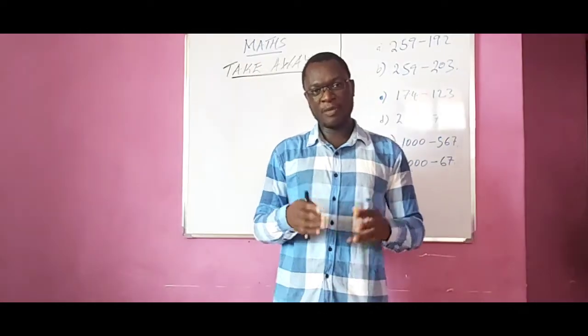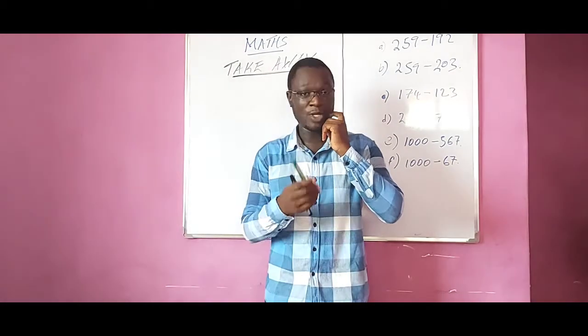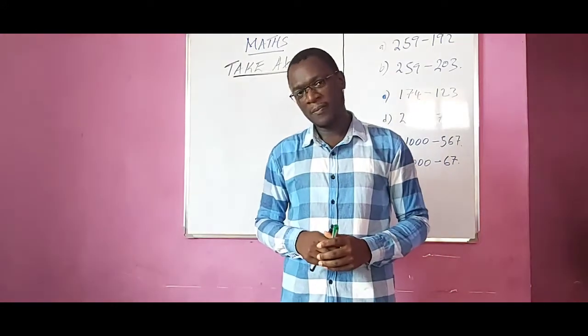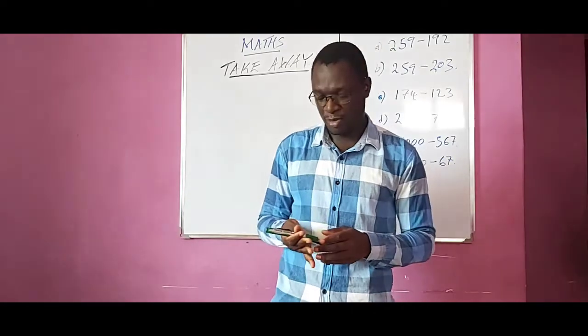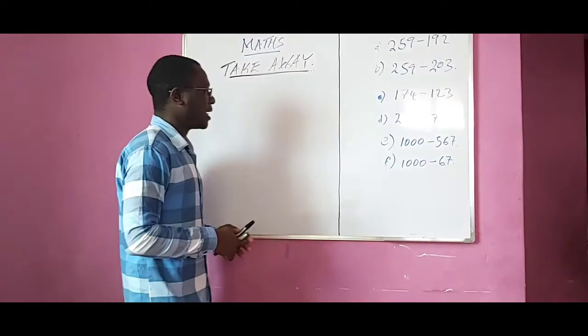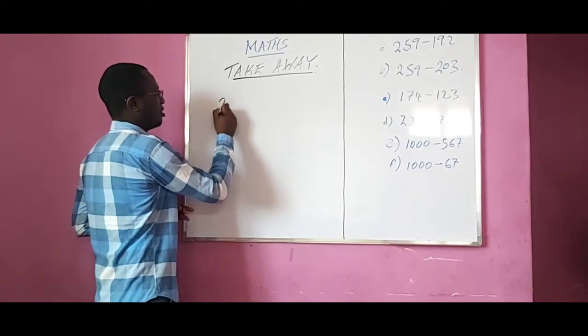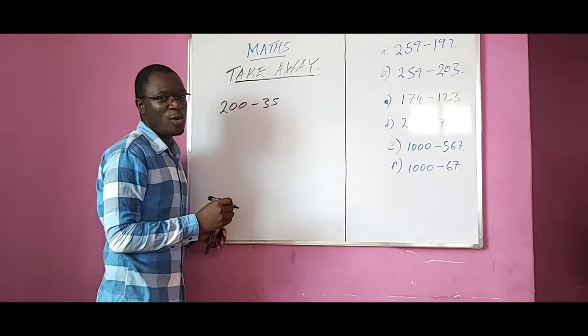Now, in the previous lesson, I took you through addition, but today I want to take you through subtraction, which is also known as takeaway, but it's takeaway without borrowing. Someone will ask, how do you do takeaway without borrowing? It's very simple. For example, I've been given a number like 200 minus 35. Someone will say that no, you have to borrow.